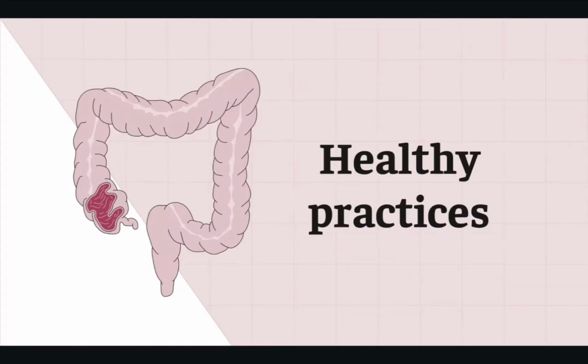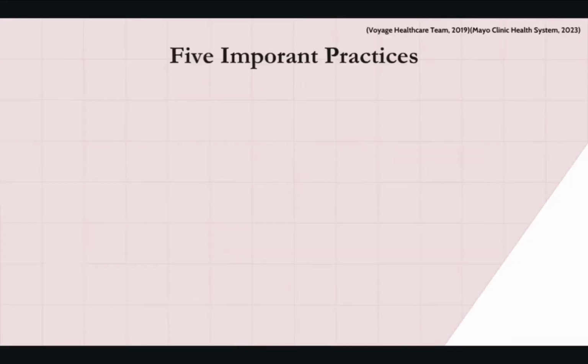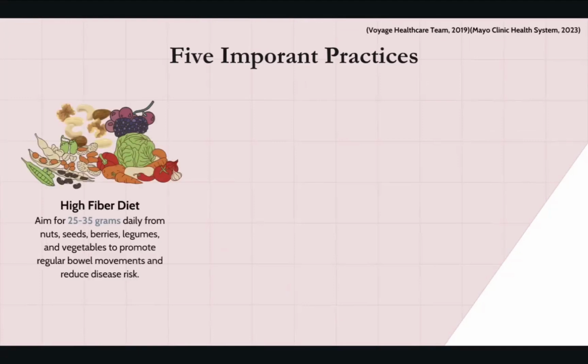Now we'll talk about healthy practices which you can do to help maintain a healthy colon. Now we are going to talk about 5 key steps into maintaining a healthy colon. First, we can aim to consume 25 to 35 grams of fiber daily. Include foods like berries, nuts, and vegetables, which can help promote regular bowel movement and reduce disease risk.